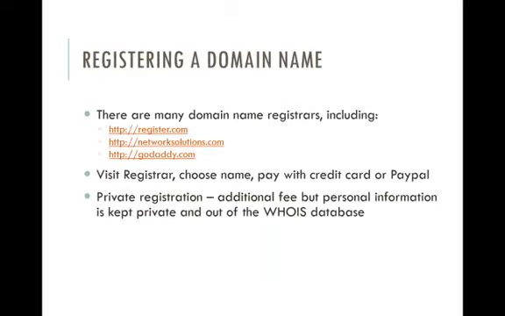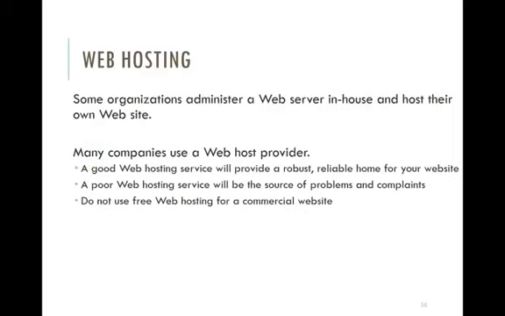There's many ways that you can register a domain name, things such as register.com, godaddy.com, or networksolutions.com are just a few. Each one of these is going to basically have you pay for the domain name registration, usually on a 1-year or 2-year basis. Private registration is an additional fee, but what that does is it blocks anybody from being able to look at your personal information in the Whois database.